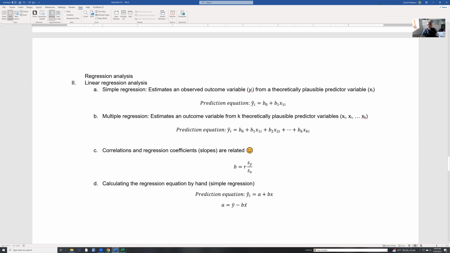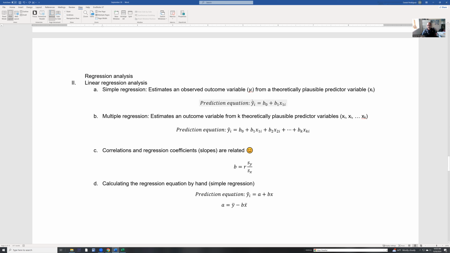This is the prediction equation. Predictions themselves don't have errors. This is just the prediction. You'll see what I mean shortly, or a little bit later in this lecture. So this is just a prediction. A prediction itself doesn't have an error until it's compared to the actual value. Then you get an error. You get a residual. So this is the prediction equation.